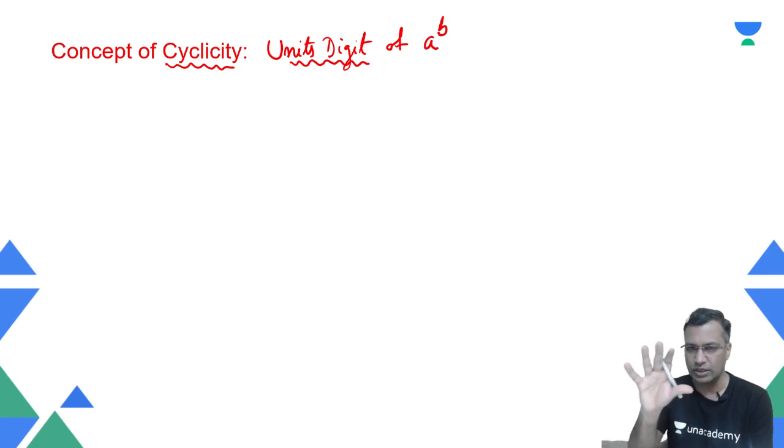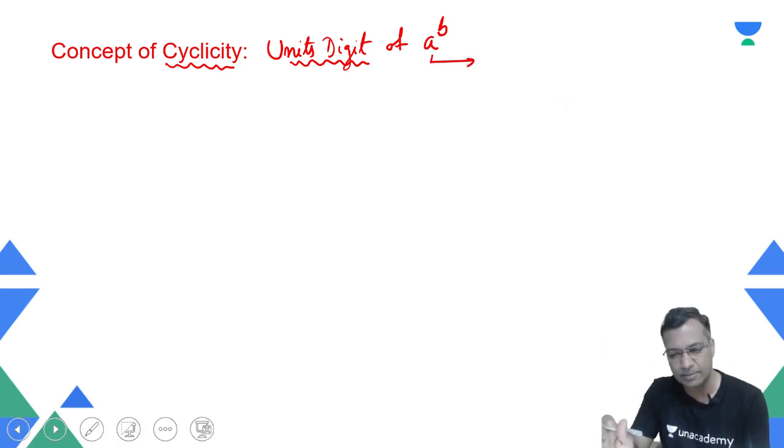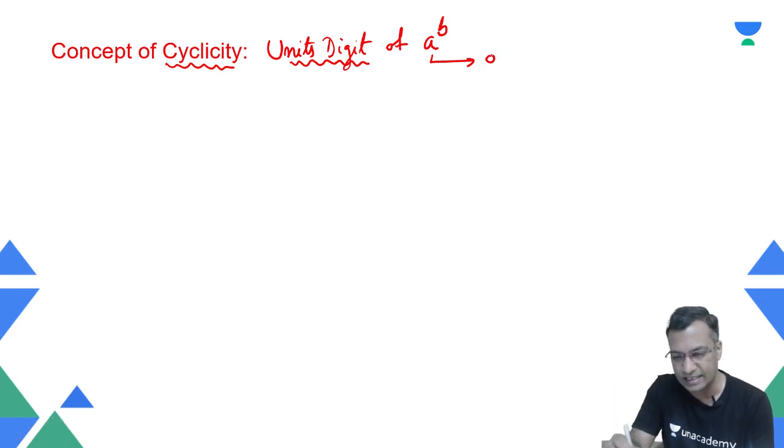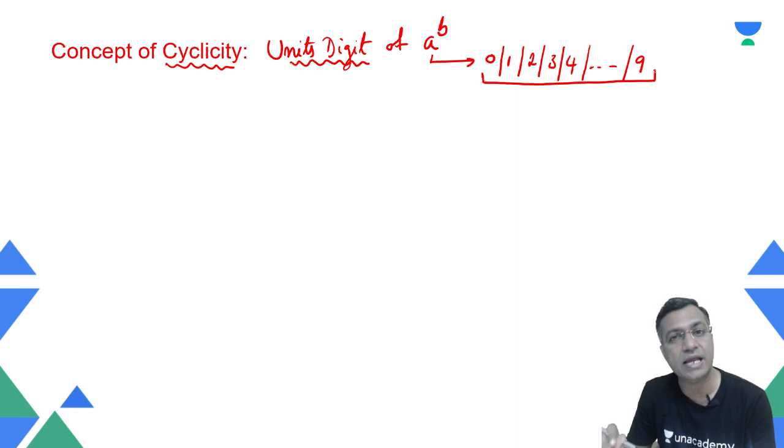Fair enough. Let's take a look at this. A raised to power b. What are the digits therefore? The units digit is nothing but the units digit of a. What can be the units digit of a? Forget the power for the time being. A is the base of the number. What values can the units digit take? It can take 0, 1, 2, 3, 4, and so on up to 9. These are the 10 different units digits my base of the number can have.